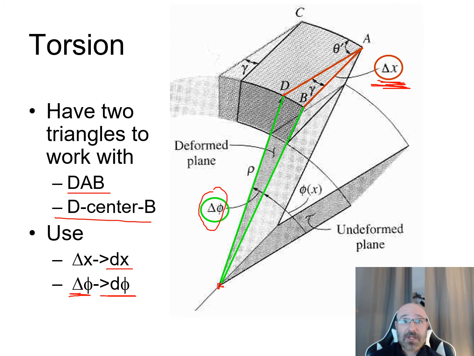So again, we pay attention to our delta phi right there, that change in the angle as we move across from our undeformed plane to our deformed plane. There's that angle, which is our D center B, and our delta x is the side of our triangle over here, our DAB.